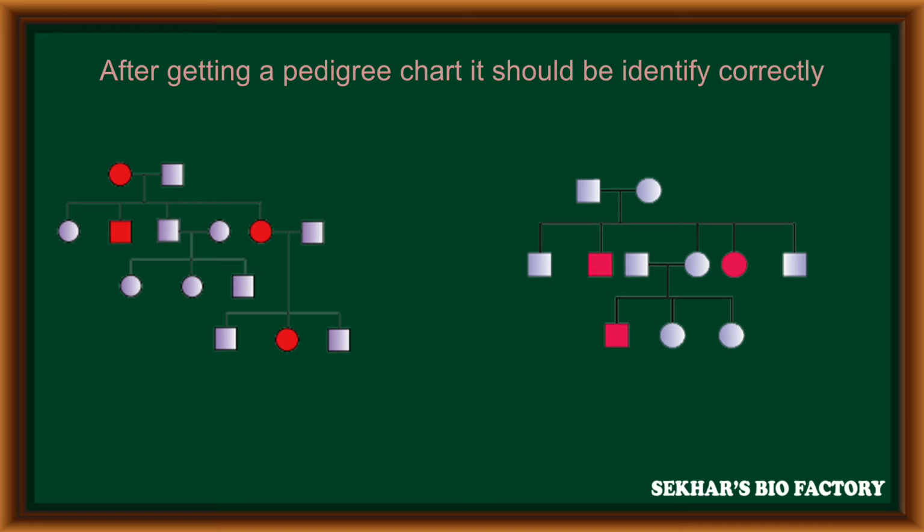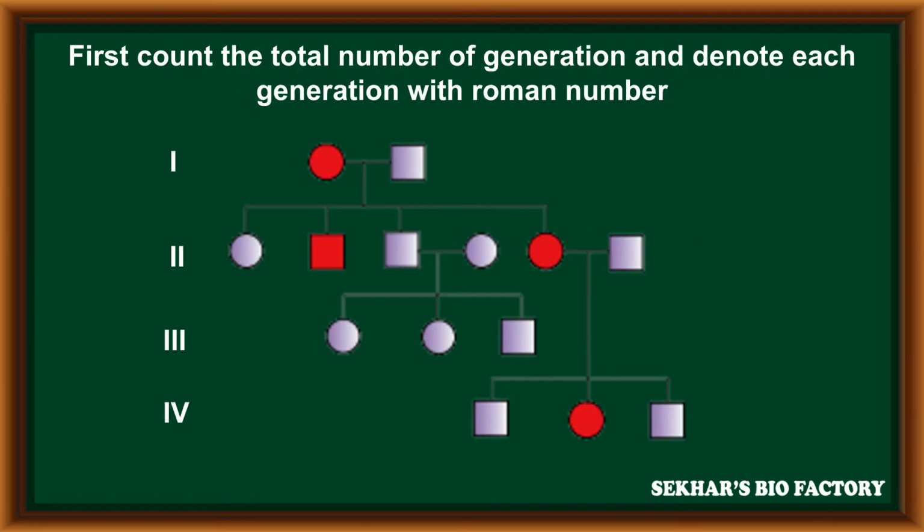So just with some tips we can immediately identify the pedigree chart. And along with that, to confirm our result, some more information is available. First, we have to count the number of generations in the pedigree chart, and these are denoted with Roman numbers like first generation, second generation, third generation and fourth generation.